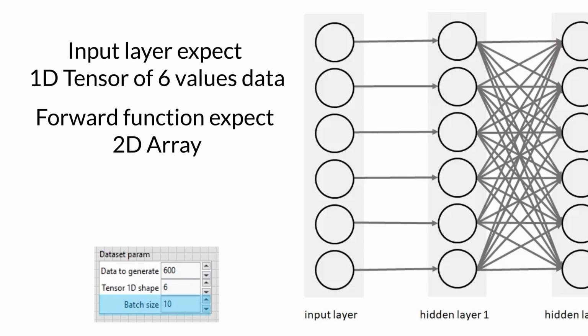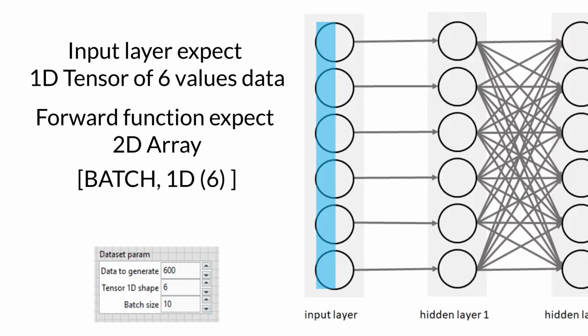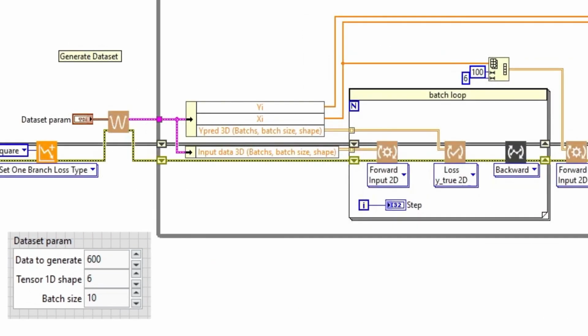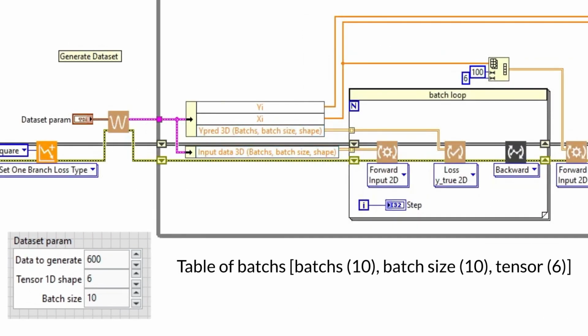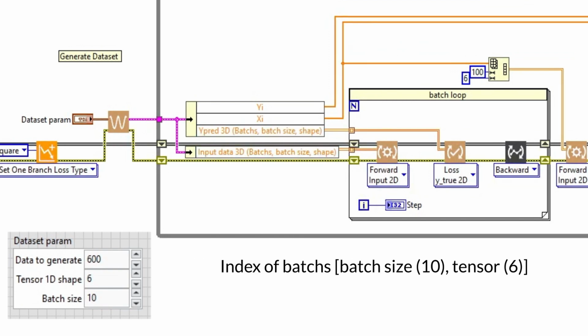Since we are sending the data in batch, we always add a dimension representing the data group. A dimension for the batch and 1D array representing each expected 1D tensor. As data are sent in batch, the generator creates a table of batches. At the end, the generator produces an array of batches and each index corresponds to a batch of data.